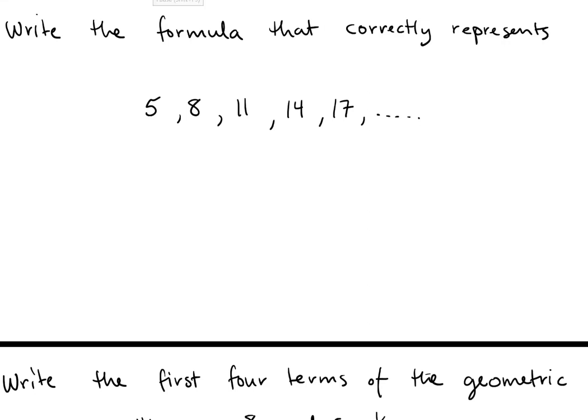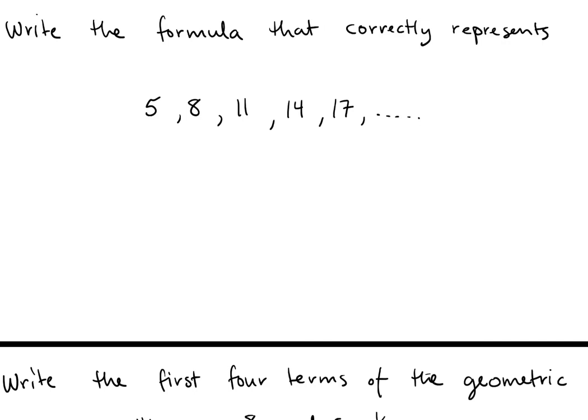Now in this problem, we're asked to write the formula that correctly represents the sequence. And from our class, we know that there's two types of sequences that we will deal with. We know that the arithmetic sequence is whenever you add a constant number each time to get the next term, whereas our geometric sequence is you multiply by a constant number to get each term.